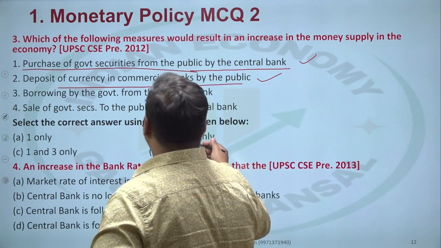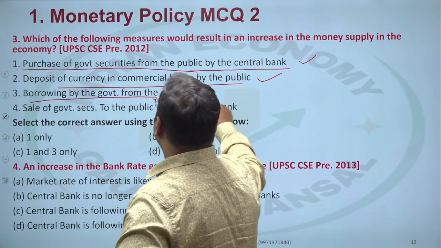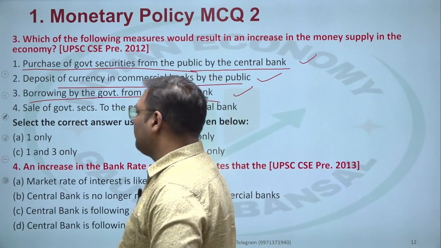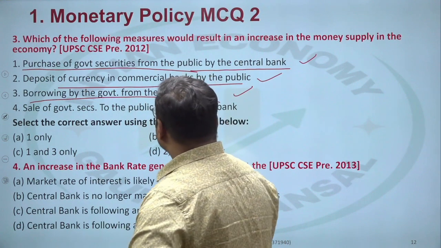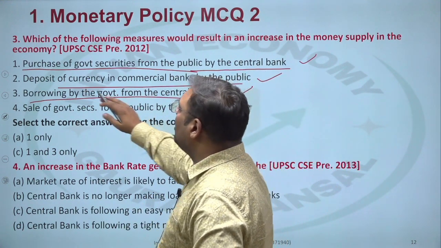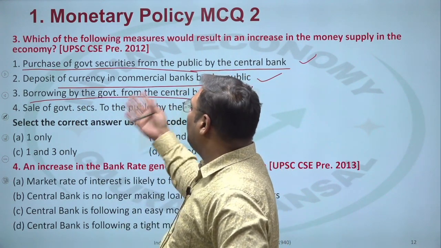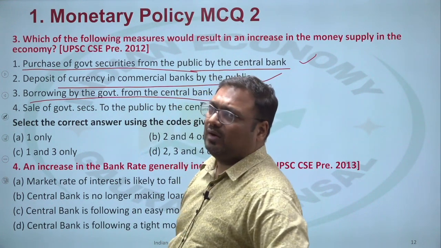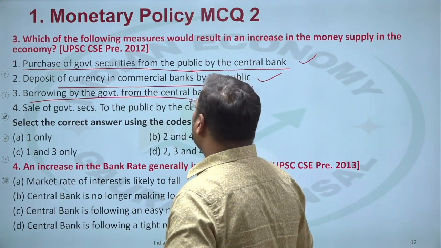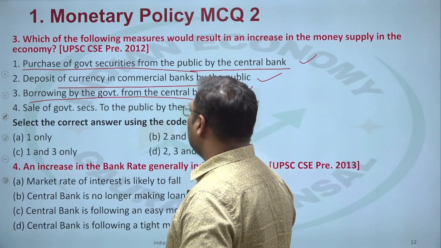Three, borrowing by the government from the central bank. If the government borrows money from the central bank, even this will increase money supply. This is not allowed in India, by the way, but still, if the government borrows directly from RBI, then RBI will print more currency and give it to the government. And that way, there will be more cash in the system. Sale of government securities to the public by the central bank will not increase the money supply.